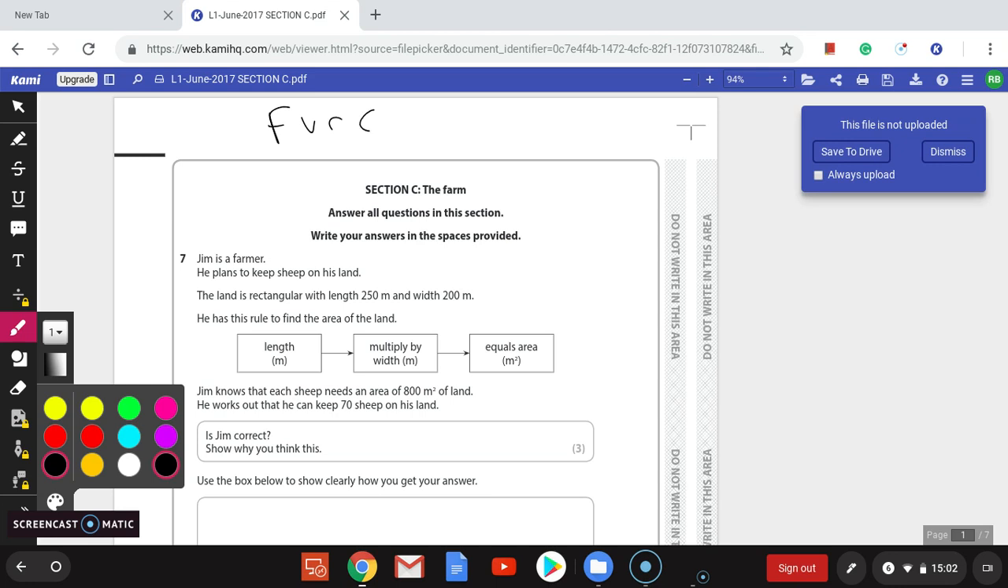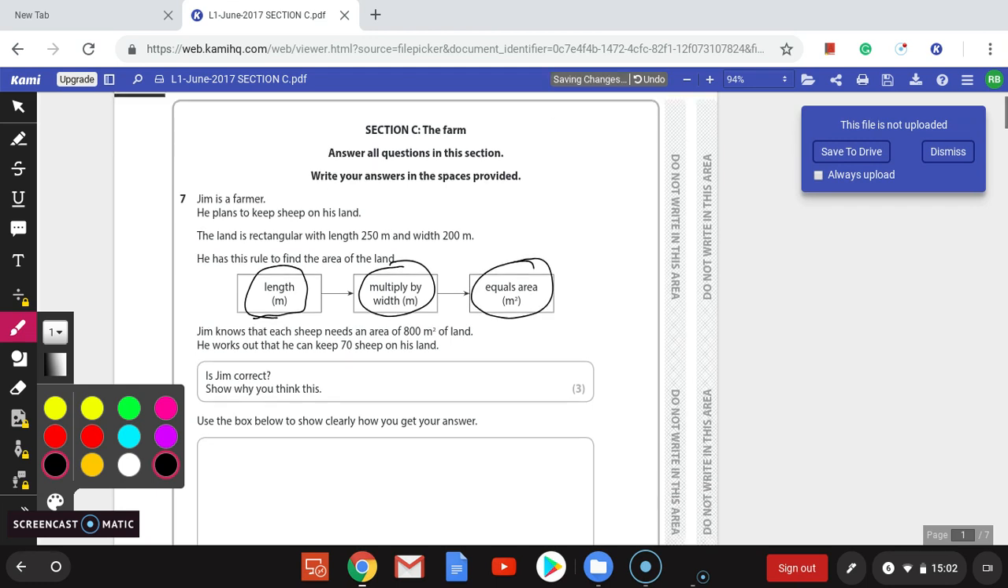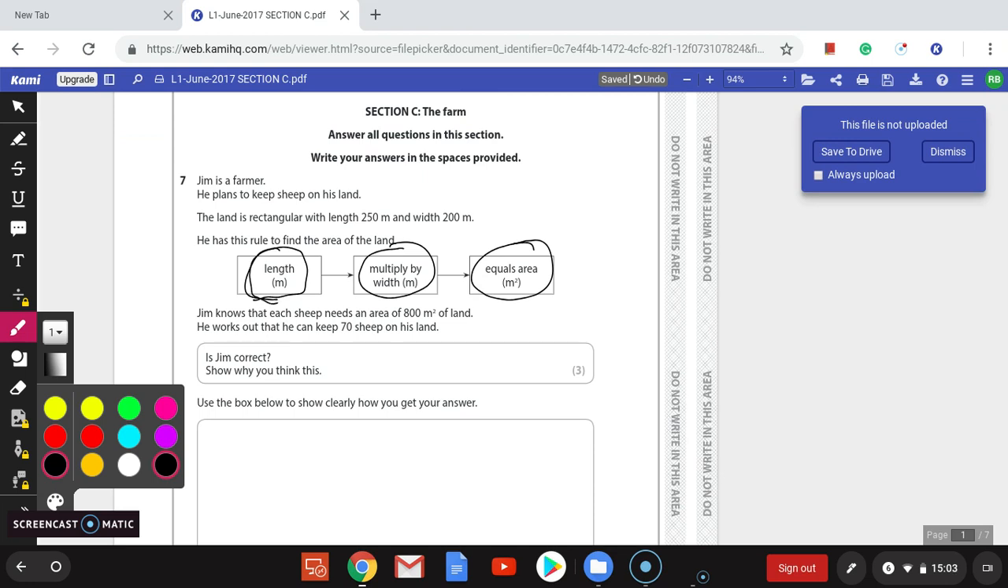It is a function machine. That's what we call these questions. Okay. And just like before, whatever you put in here, you follow the operations until you get an answer. Okay. And in this case, it says what you need to put in at the beginning is the length in meters, which we know is 250 meters because it says up here, length 250 meters.